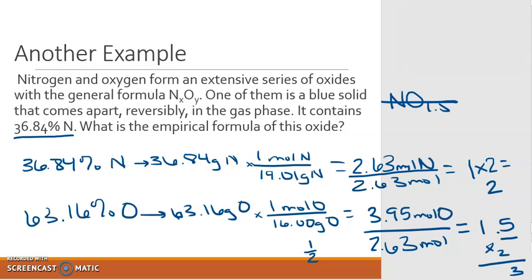So our empirical formula is N2O3. And that's all we have to solve for, because this problem does not ask us to solve for the molecular formula.